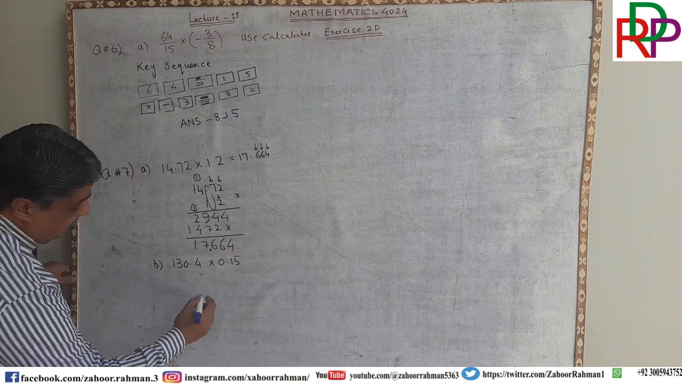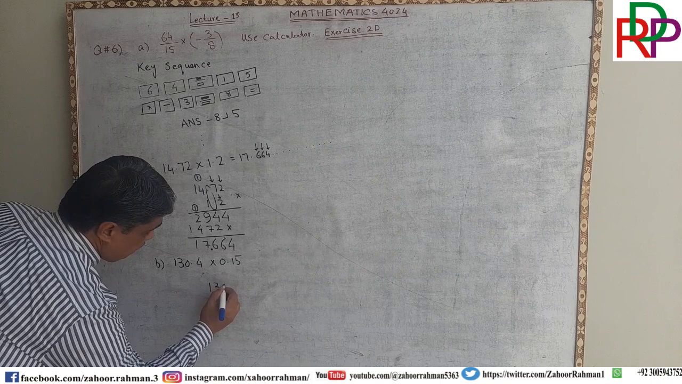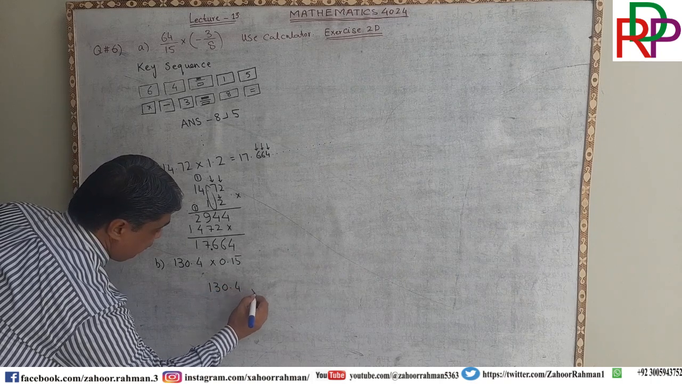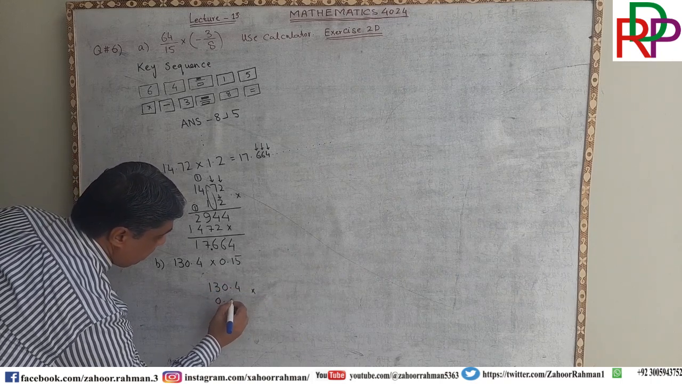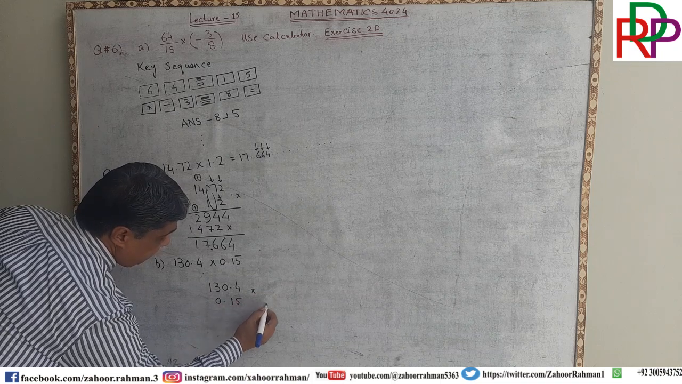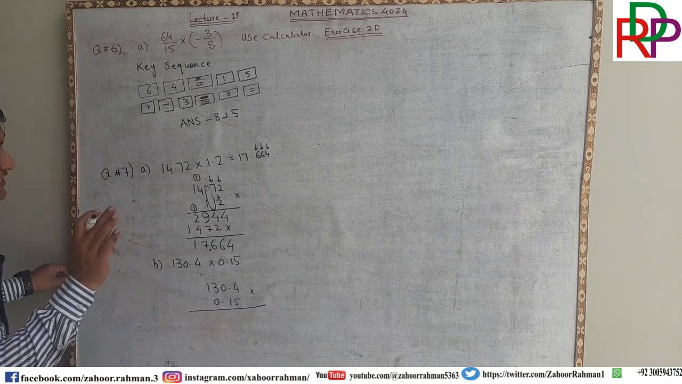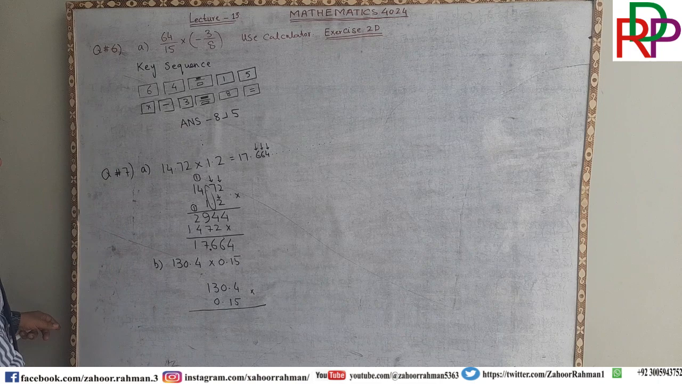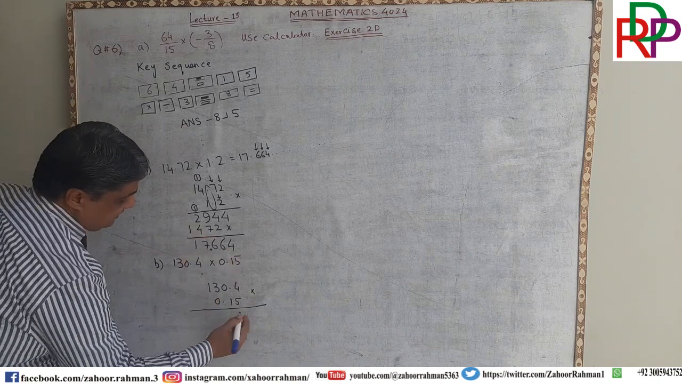0.15. Again you have to write 130.4 and 0.15. There is a technique here. First of all, you have to ignore. There is another technique as well.